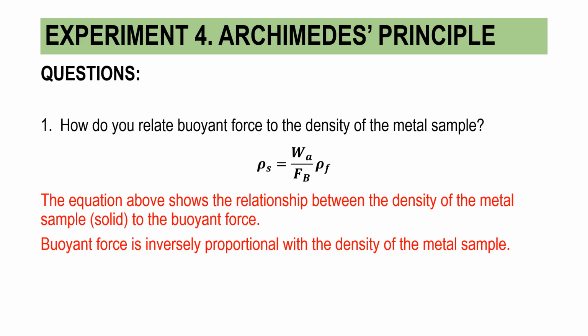Based on this, if we relate the buoyant force and the density of the metal sample, we can see that they are inversely proportional. Again, the equation above shows the relationship between the density of the metal sample or the solid and the buoyant force. So the buoyant force is inversely proportional to the density of the metal sample.